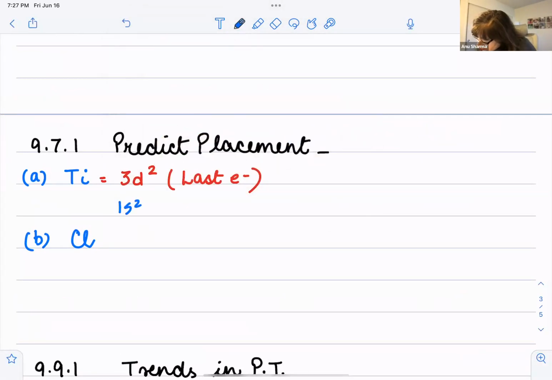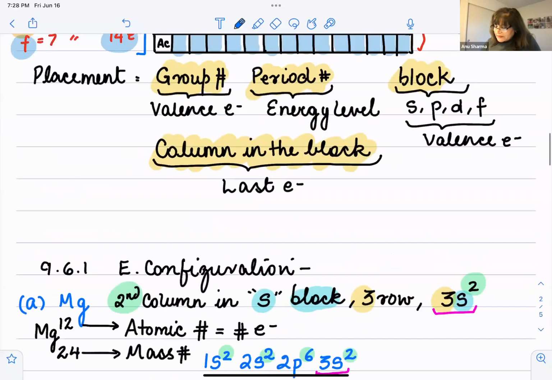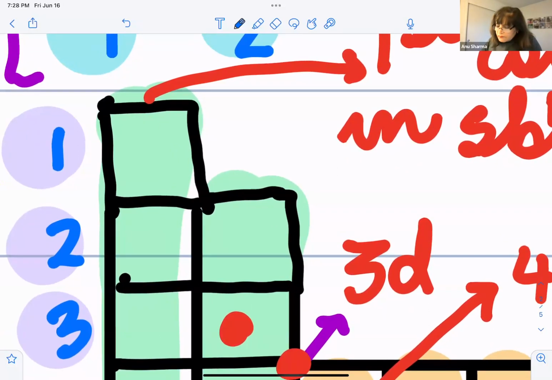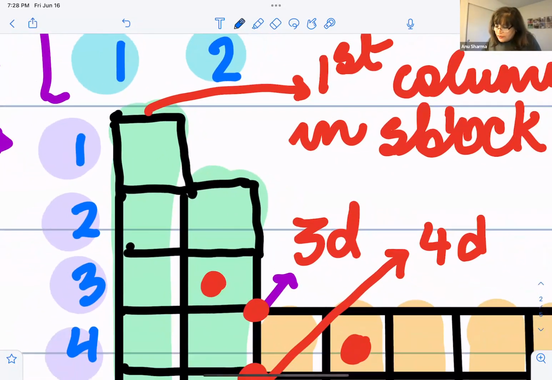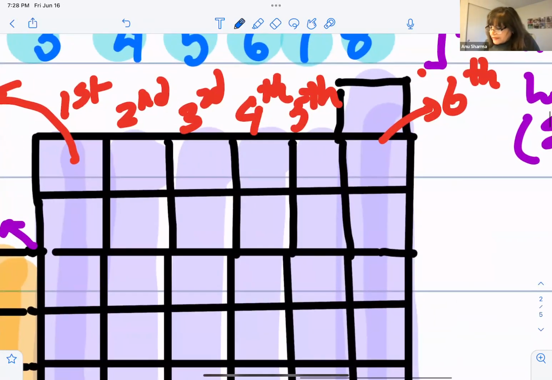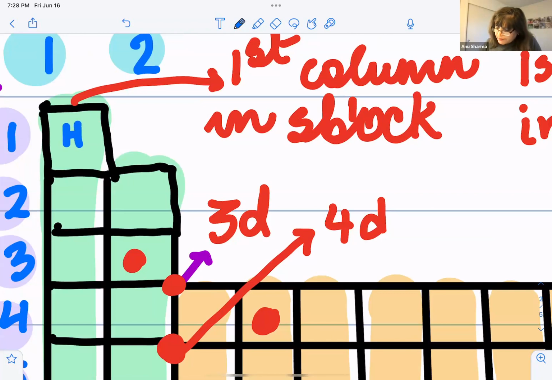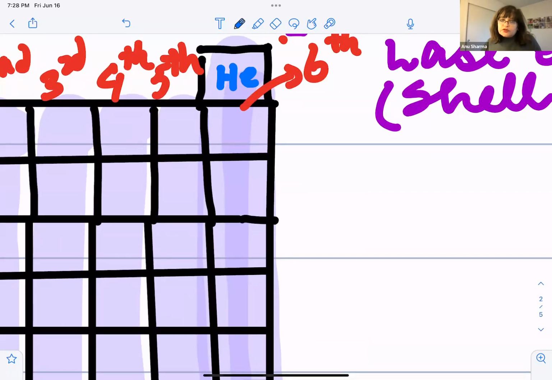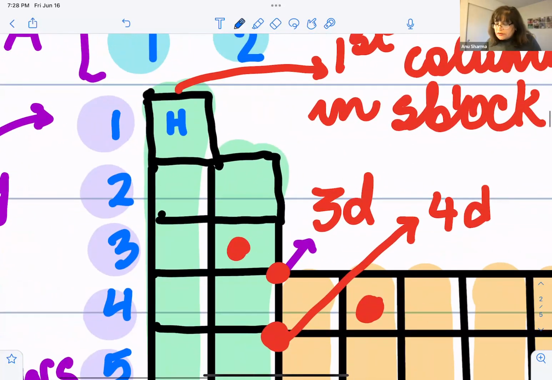So 1s2, 2s2, 2p6, 3s2, and 3p6. Remember that after 3p6 comes 4s. Like I'm saying, 1s2 fills the first box, and this is helium. In some places you will see hydrogen and helium placed side by side, but we place helium with the noble gases. It is 1s2 for helium, and 1s1 is hydrogen.